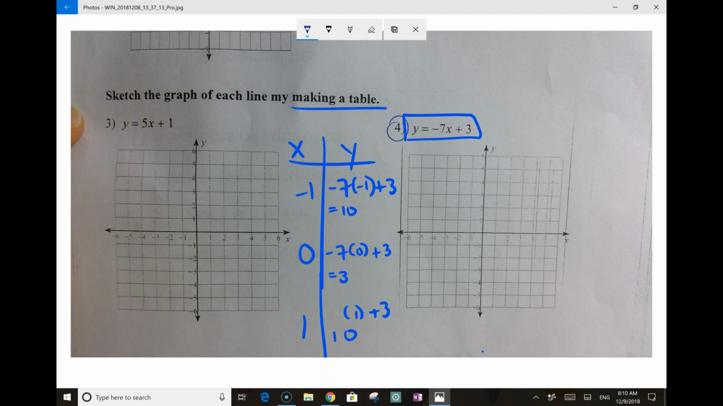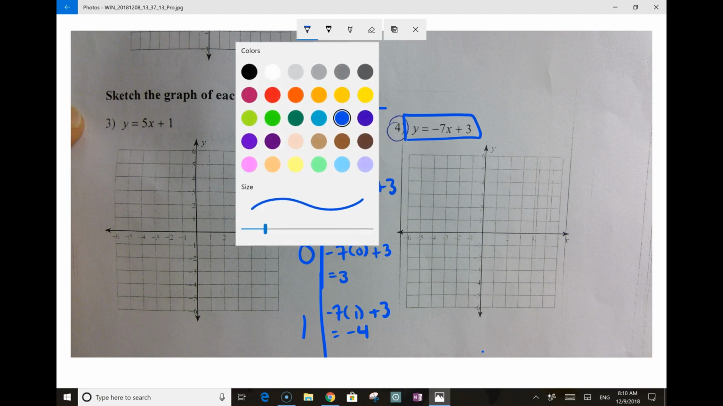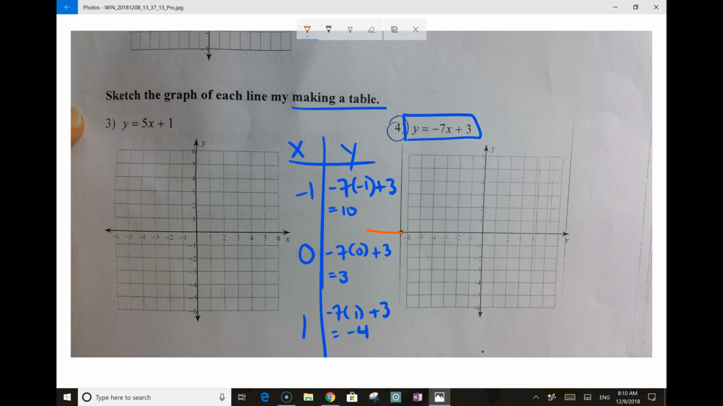Sorry, I did this incorrectly. This is actually a negative 7. So it's negative 7 times 1, negative 7, plus 3, negative 4. All right, so out of these three data points, I can really only graph these two.